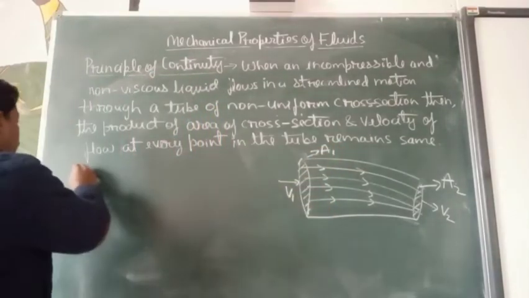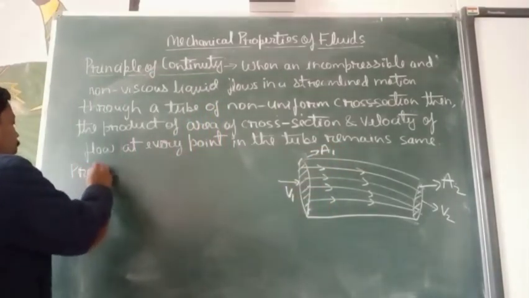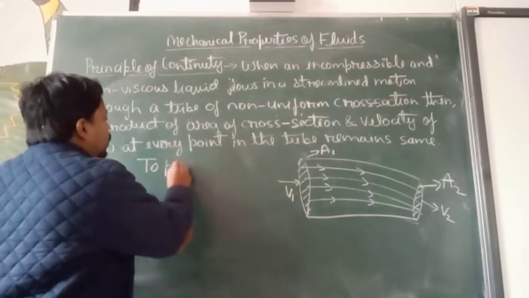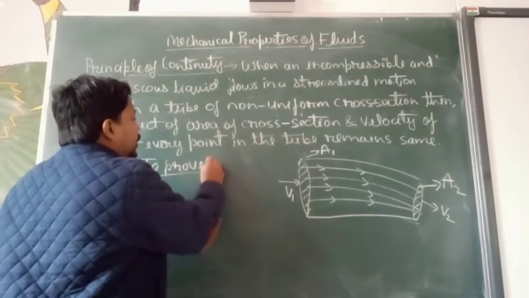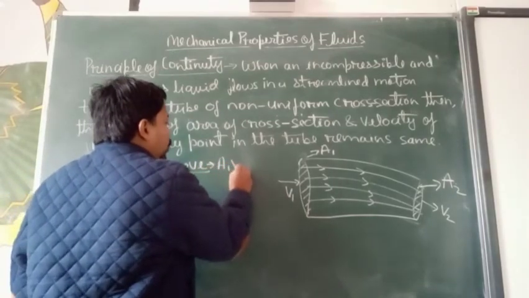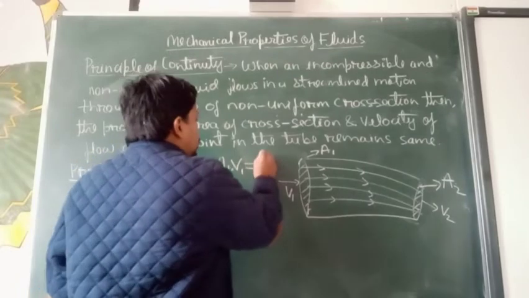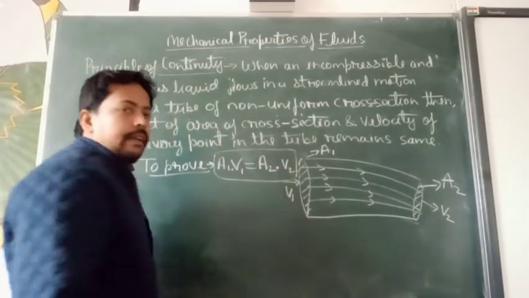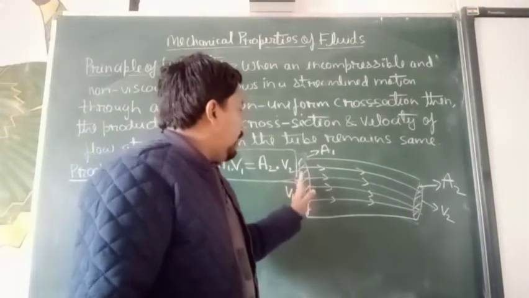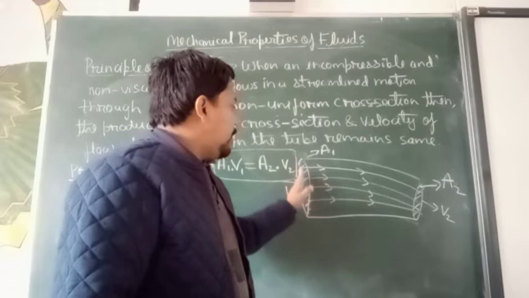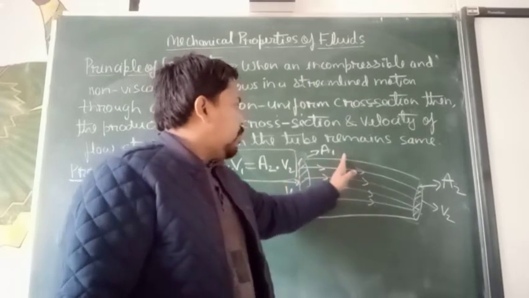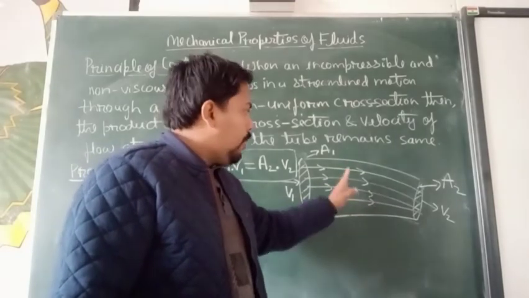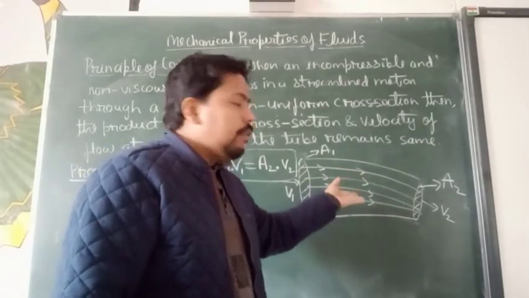This is our proof, and what we have to prove is that A1 into V1 is equal to A2 into V2. This will be valid even if I consider this cross-section A1 to be at this point, and another cross-section can be considered in between also. The velocity at that cross-section area will be something else.